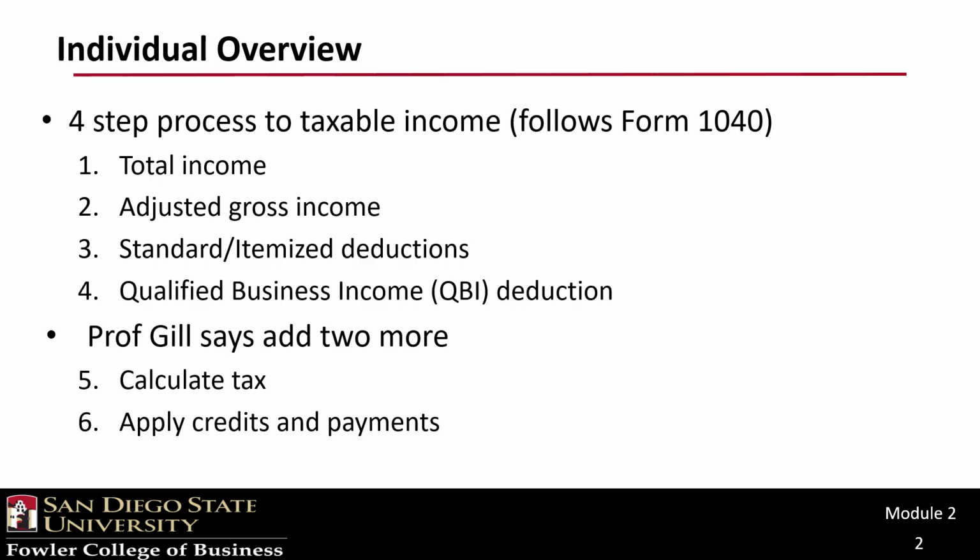Your book describes the individual income tax computation as a four-step process. Total income, adjusted gross income, standard and itemized deductions, and the qualified business income deduction. I'm going to add two additional steps because we're overachievers. Calculate tax and apply credits and payments.